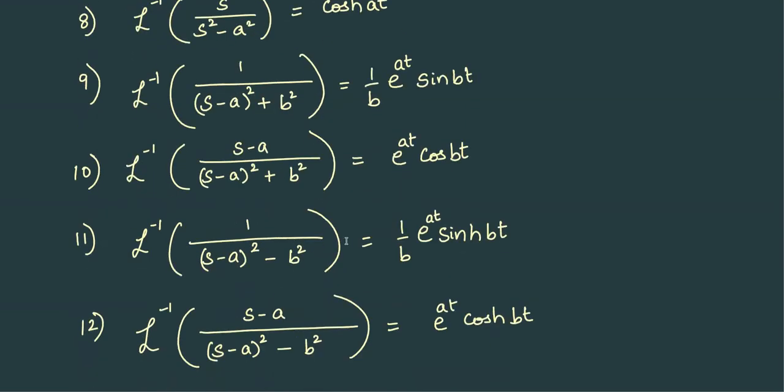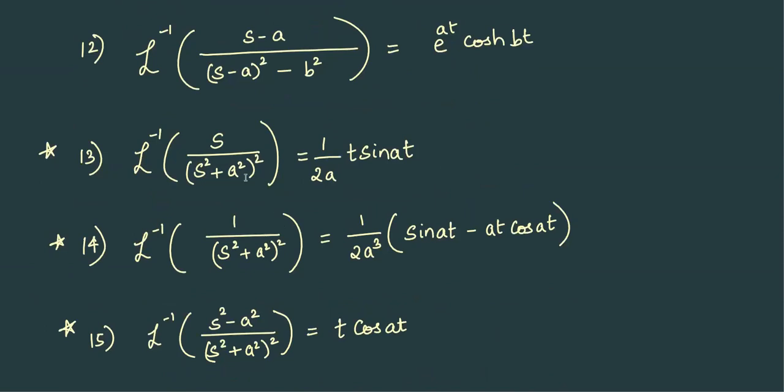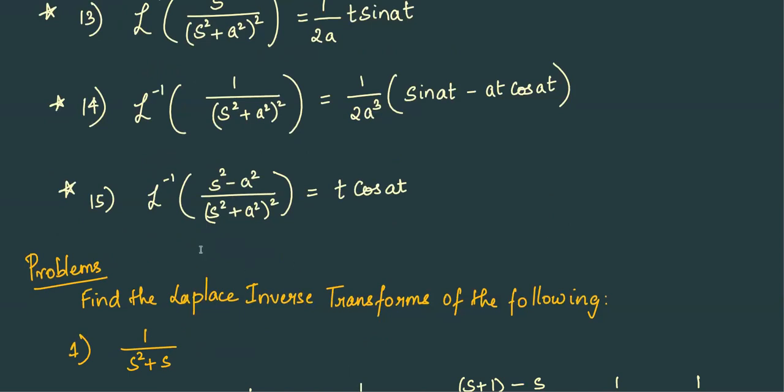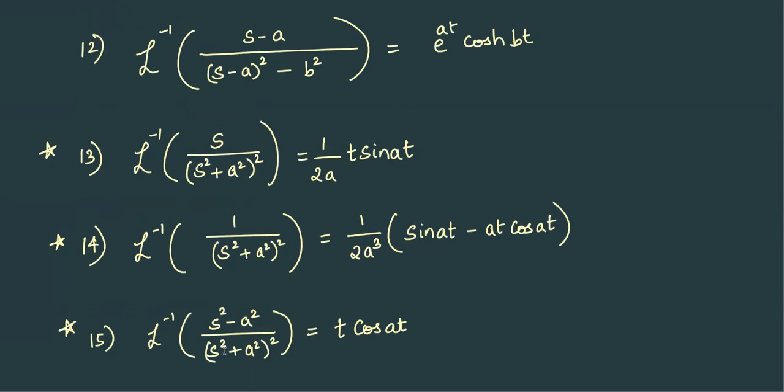Then this shifting, e^(at) cos bt. So all these shifting formulas. Then three important ones based on transformation: s by (s square plus a square) whole square is 1 by 2a t sine at. This is very important. And 1 by (s square plus a square) whole square is 1 by 2a cube (sine at minus at cos at). These have to be remembered. And Laplace inverse of (s square minus a square) by (s square plus a square) whole square is t cos at. So these three are very important to be memorized.